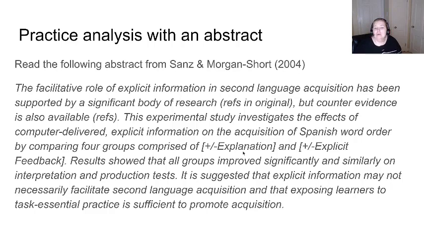Results showed that all groups improved significantly, so all combinations, and this is pre and after, right? So they tested them at 2 different times. All groups improved significantly and similarly on the interpretation and production tasks. So they had to interpret some sentences for meaning, and they had to produce some sentences using this target form.